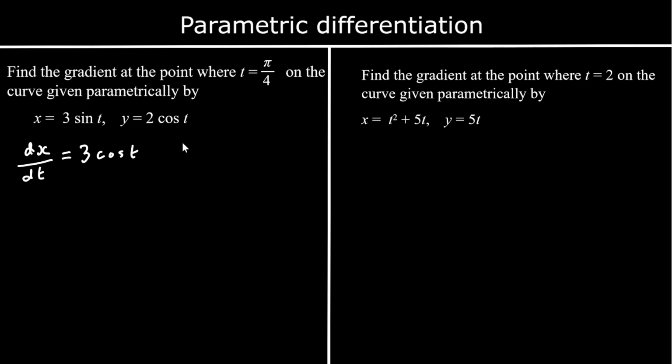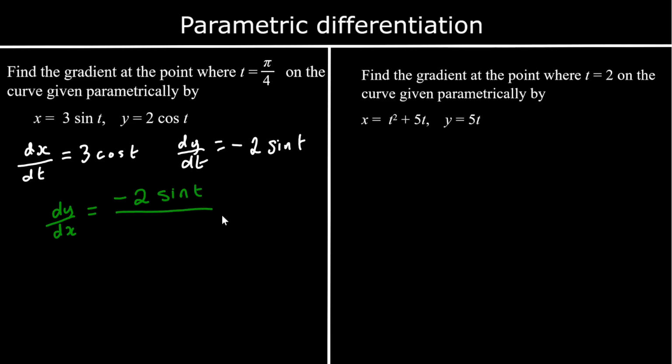y equals 2 cos t. So dy/dt: cos differentiates to give negative sin, so it's negative 2 sin t. So dy/dx is dy/dt, negative 2 sin t, divided by dx/dt, 3 cos t. We want the gradient when t is pi over 4, so let's substitute pi over 4 in.